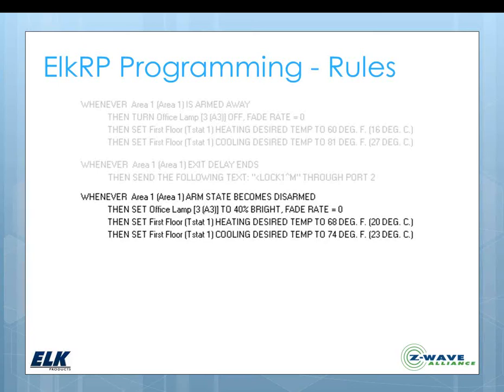Alright, here's a similar example, but now we're doing some things when the system is disarmed. We're turning a light on. You can see this is a dimmable light, and we're setting that brightness to 40% instead of just turning it on to 100%. We are using some of that dimming there, which is great for creating the right atmosphere and also for energy savings. So that's just something to keep in mind. Take advantage of those dimming capabilities.